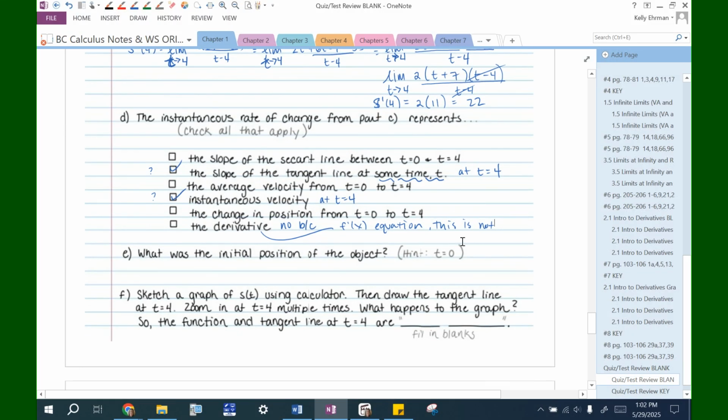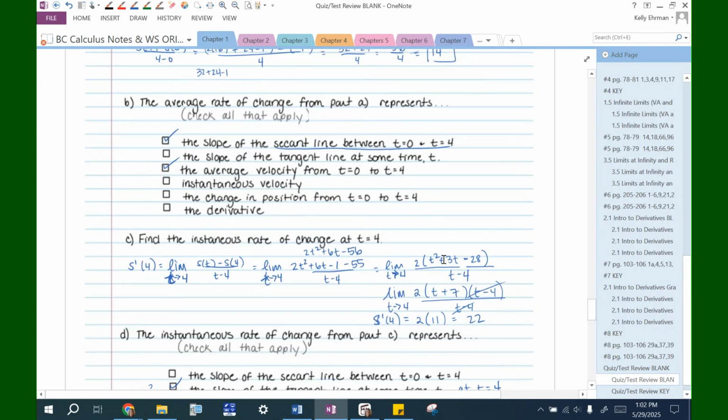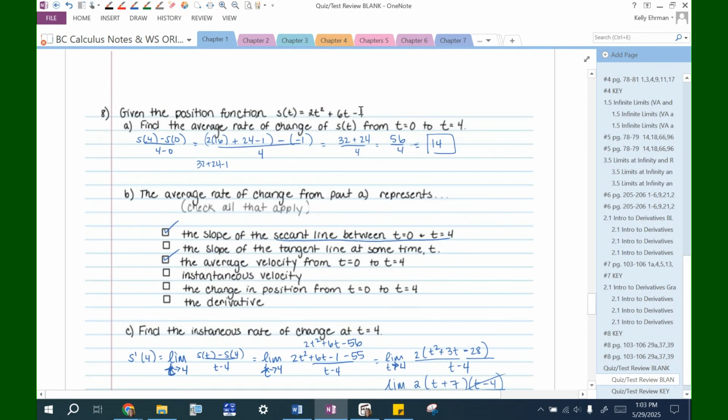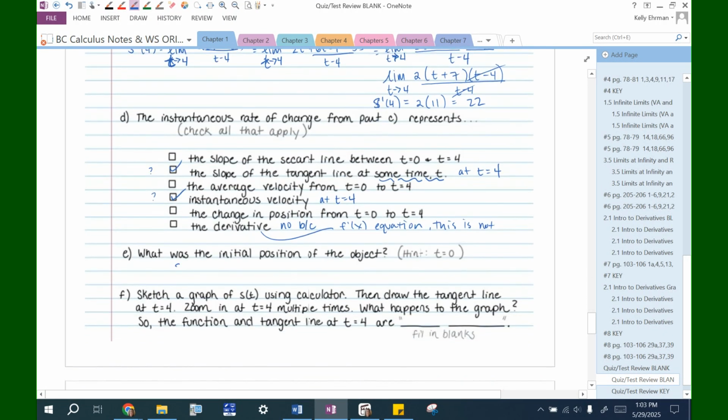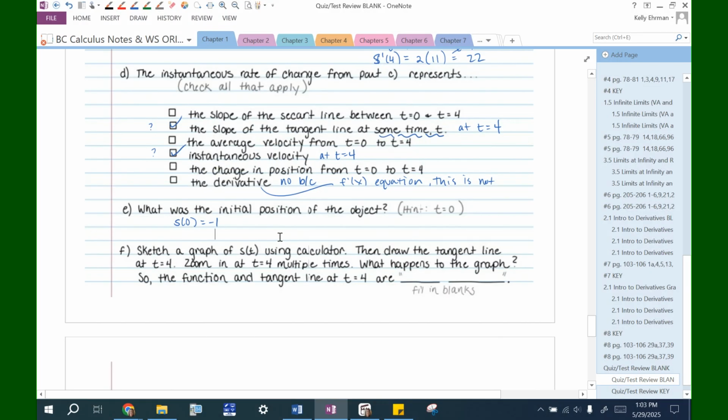What was the initial position of the object? Hopefully you don't need this hint, but that's when t equals 0. So way back here, s of 0 would be equal to negative 1. Sketch a graph of s of t using a calculator, then draw the tangent line at t equals 4. Zoom in at t equals 4 multiple times. What happens to the graph? So the function and the tangent line at t equals 4, I bet it looks linear, so locally linear, just like we were doing before.